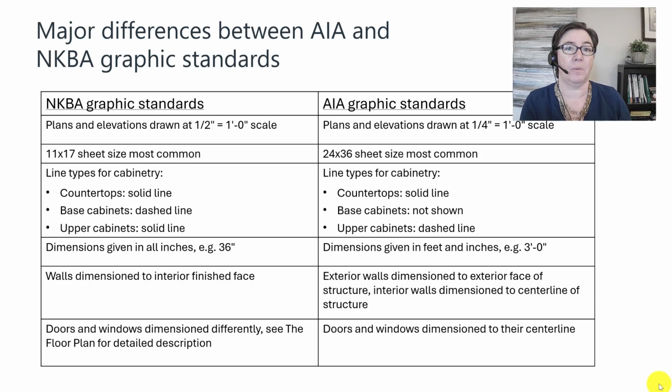So the NKBA will typically use an 11 by 17 sheet size. If you need to bump that up to 18 by 24, that's fine. All right. AIA typically uses a much larger sheet. 24 by 36 is pretty common.